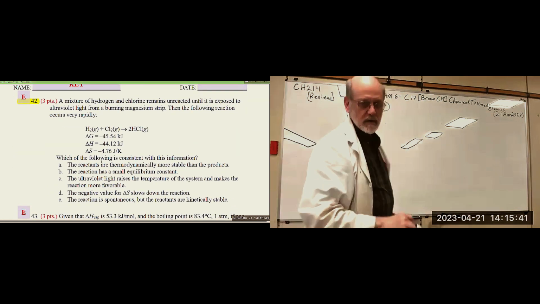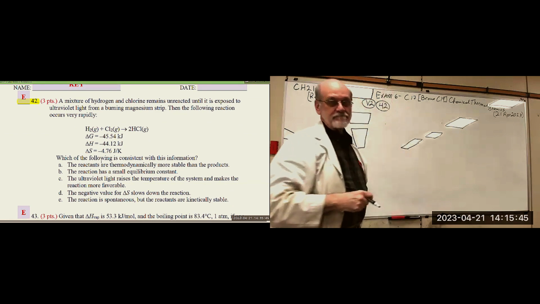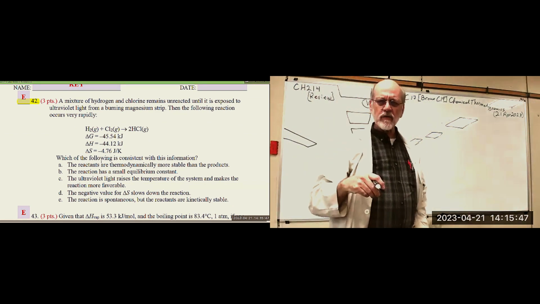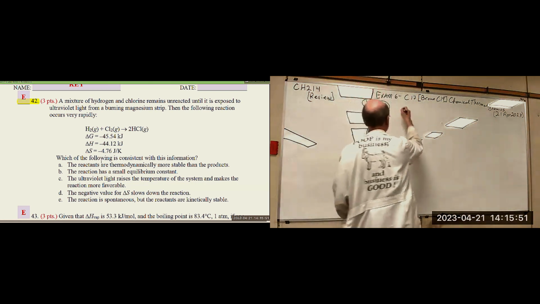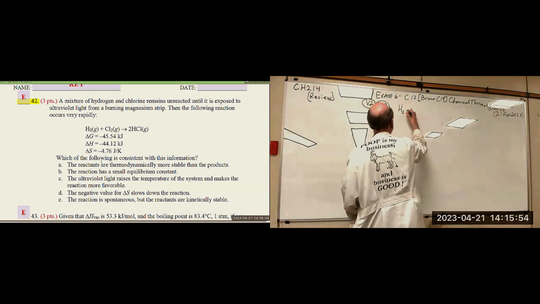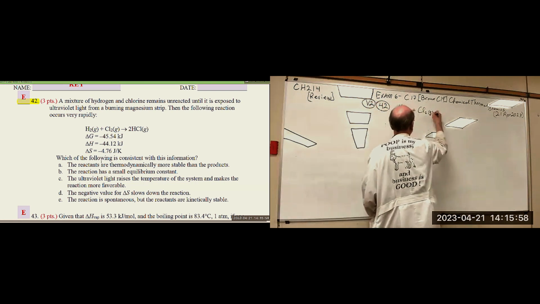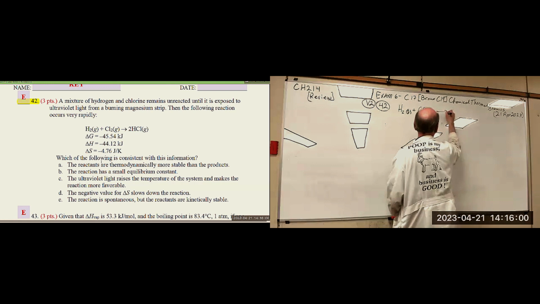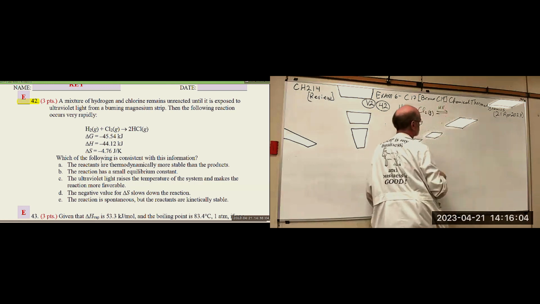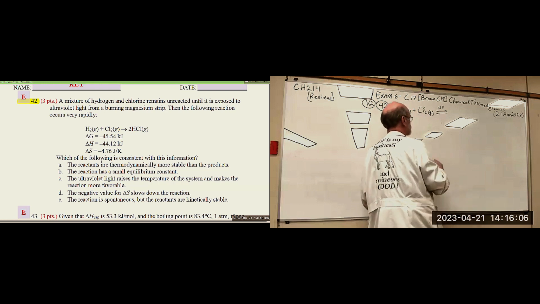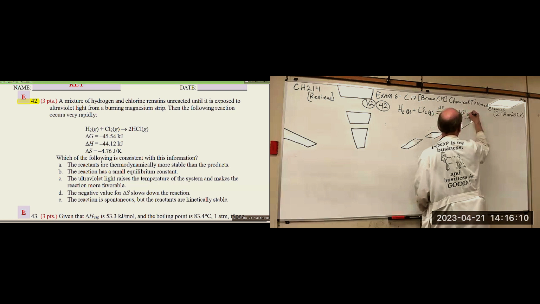Here we go. 42. A mixture of hydrogen and chlorine remains unreacted until it's exposed to ultraviolet light. Hydrogen gas plus chlorine gas is stable until it encounters UV radiation. Right? And then what does it produce? Well, it produces 2 hydrogen chlorides, obviously.